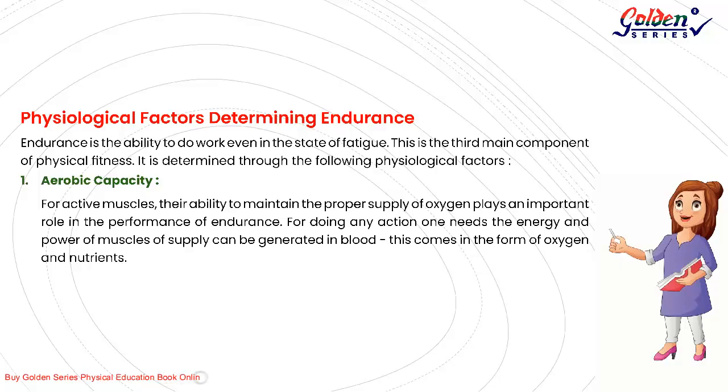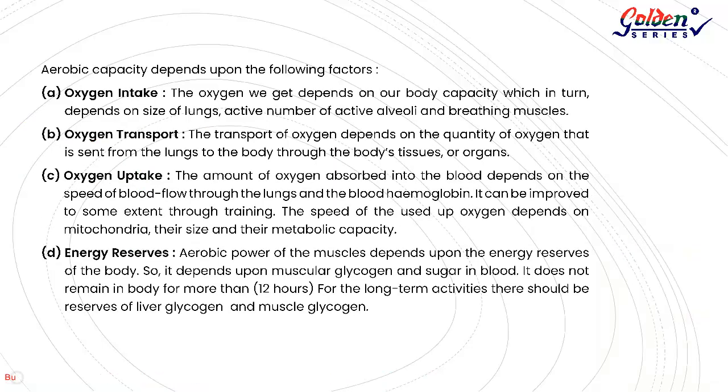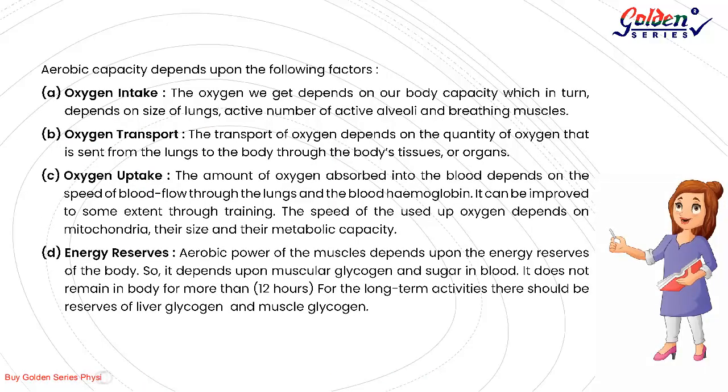Number 1. Aerobic capacity. For active muscles, their ability to maintain the proper supply of oxygen plays an important role in the performance of endurance. For doing any action, one needs the energy and power of muscles, which can be supplied through blood. This comes in the form of oxygen and nutrients. Aerobic capacity depends upon the following factors.